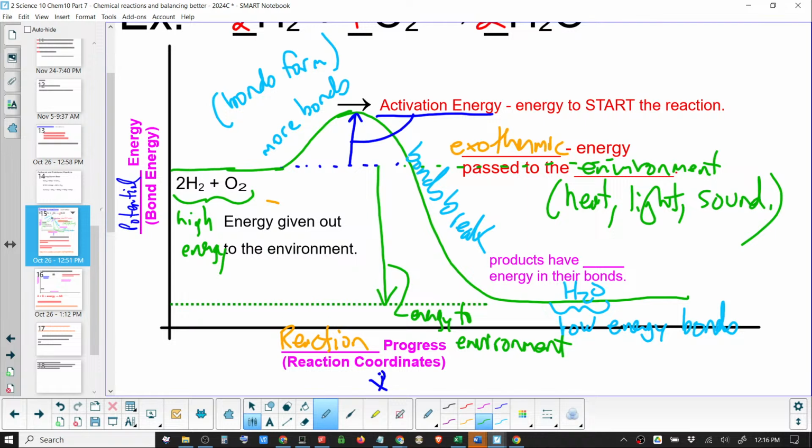So do these products have more or less energy in their bonds? Less. They're low energy bonds, and that's why it's exothermic. Although what I really got from your question was that the diagram's really complicated, Mr. Dufeld. And I'm like, yeah, it kind of is.